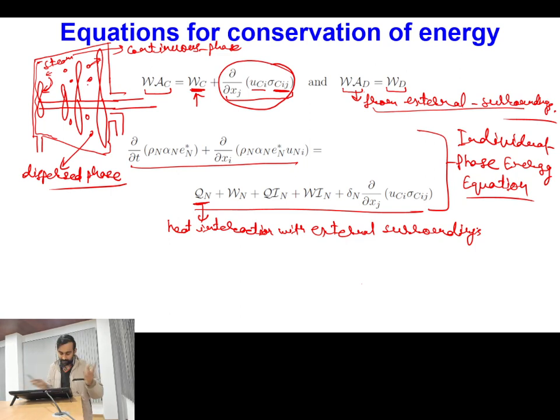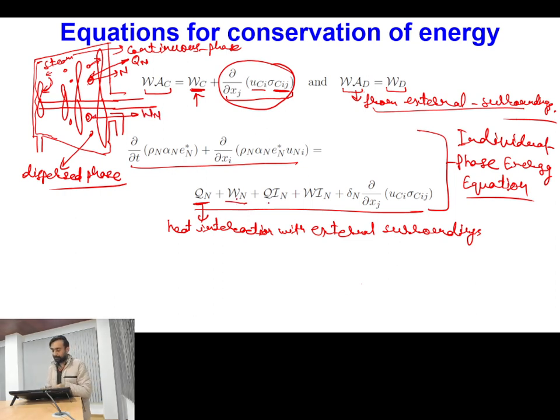If I consider this particular droplet to be my nth phase, then right now I am referring to the heat interaction of this droplet with the outside of the boundary of the control volume, this Q1. Are all clear with this idea? Then similarly, this particular droplet's work interaction with the external surrounding, that I am calling Wn.